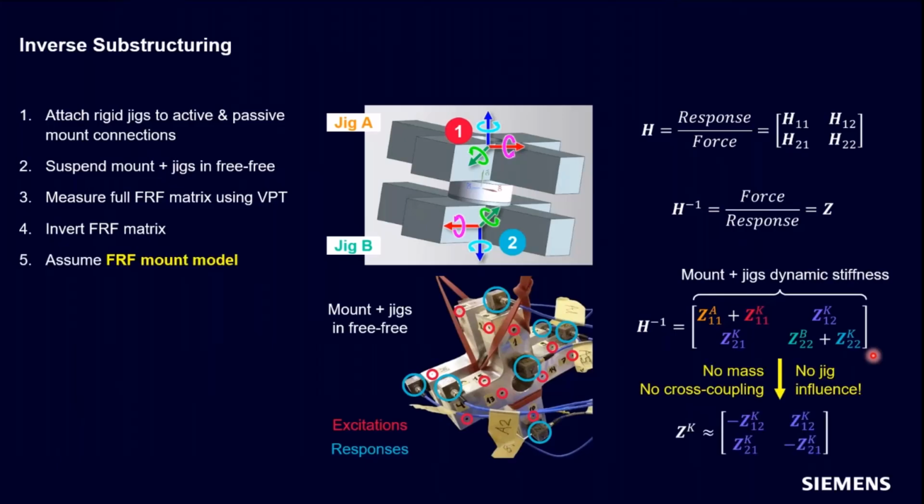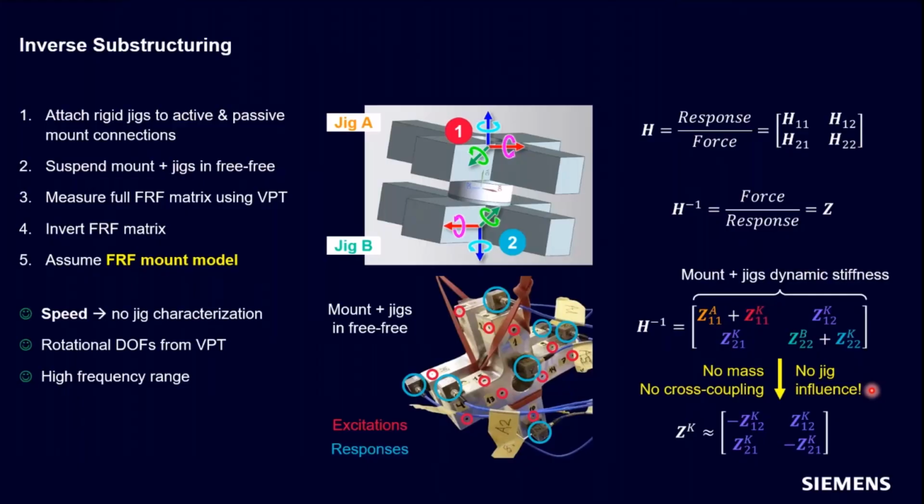And this is actually where that assumption from before comes in, because we know that if we can make this assumption that the mount behaves approximately as an FRF, we can represent that dynamic stiffness matrix using only the off-diagonal terms. And you'll notice that the transfer part of the mounts is unchanged by putting the jigs on top of it. That's kind of the core behind this inverse substructuring: as long as this FRF mount model holds, we can represent the dynamic stiffness of the mounts using only the off-diagonal terms, which don't have any jig influence on them.